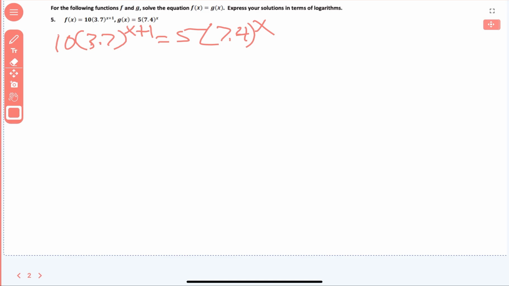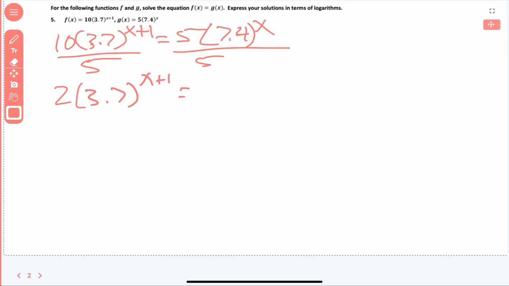Divide by 5, yeah. Let's go ahead and divide by 5. We don't want to divide by 10 because we don't want to deal with the fraction. We don't want to deal with halves, right? So let's divide by 5 on both sides. Now we have 2 times 3.7. My goodness, that's 3.7. 3.7^(x+1) equals 7.4^x. Now what are we going to do?